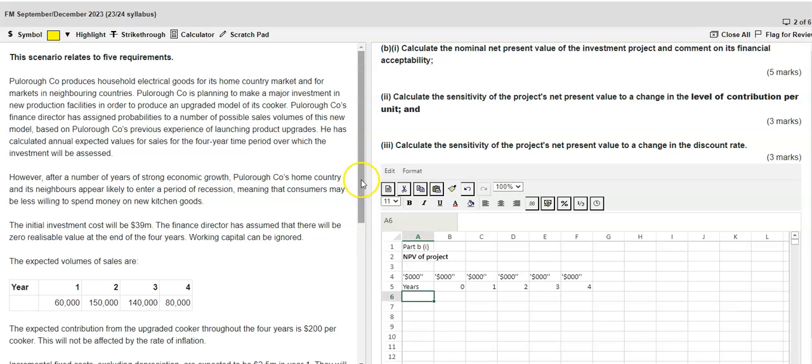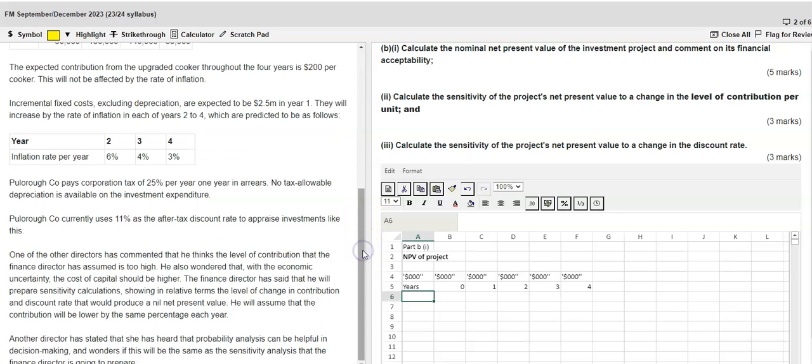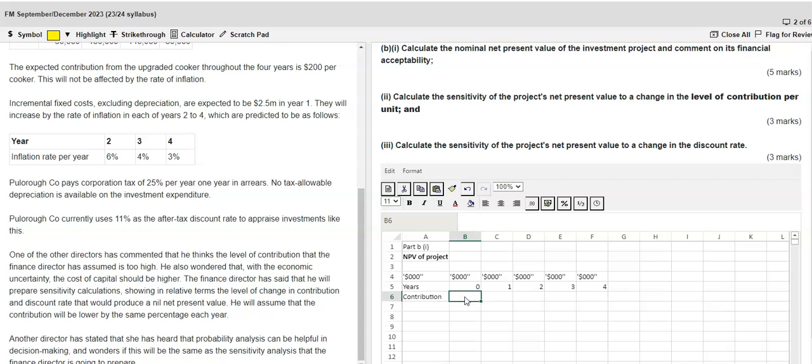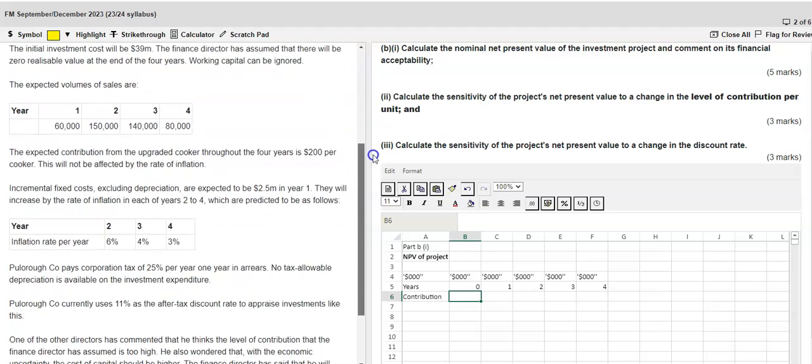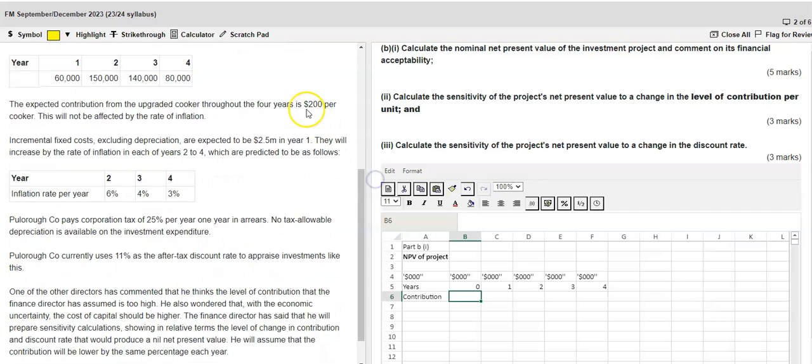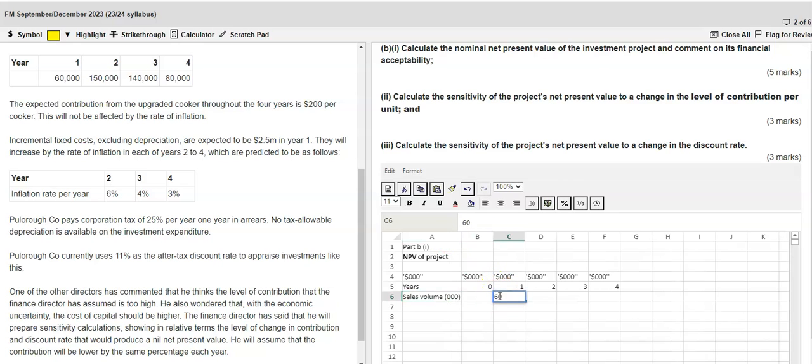First of all, let's do the contribution, because sale price is not given. Directly contribution is given. Sorry, it is 200. 200 into 60,000. Let's write the sales volume first. Sales volume, 000 round off. 60, 150, 140, 80.